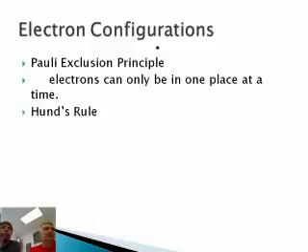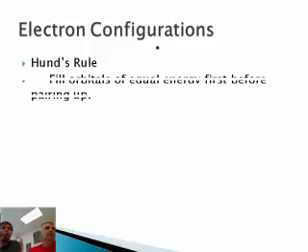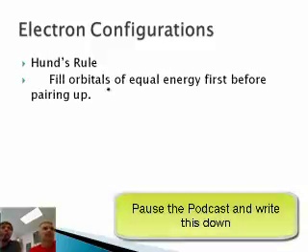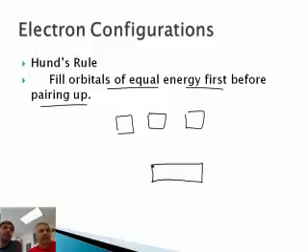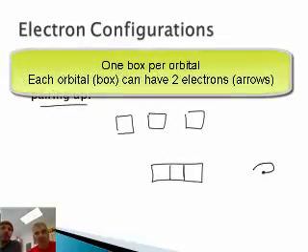And the last one is called Hund's rule, and that says that you fill orbitals of equal energy first before pairing up. So if I've got three orbitals, now we learned about an orbital, and actually orbital notation, we use these things called boxes. So if I've got three orbitals of equal level, those are boxes, and those would be like p orbitals that we talked about in the previous podcast. Remember the p orbitals? There's three different p orbitals.